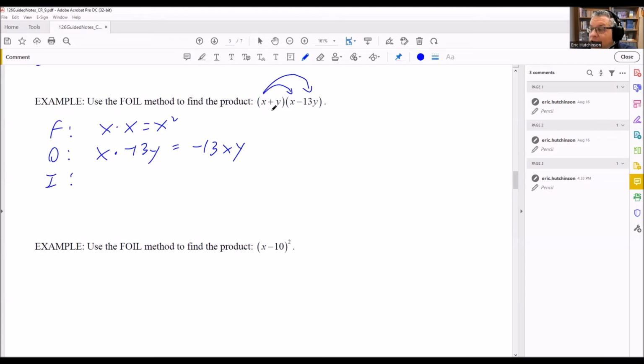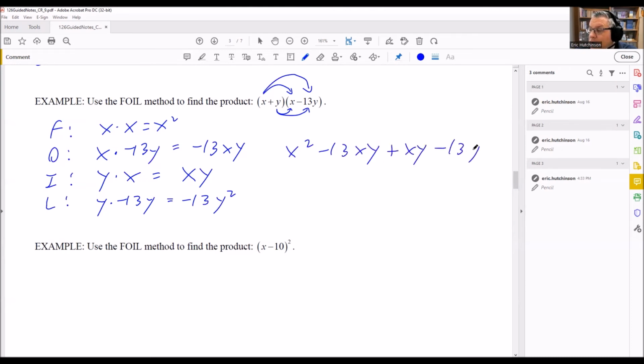Then we're going to do the I for the inner terms. That's going to be y times x. And again, we'll just put that with alphabetical order here. We'll do xy. And then finally, we'll do L, the last terms, like that. Now this one, we have a y and a y, so that's going to be a y squared when we multiply it. So I have y times negative 13y, and that's going to be negative 13, but this time we'll have y squared since we have a y and a y we're multiplying. If you write this all out, we have x squared minus 13xy plus xy minus 13y squared.